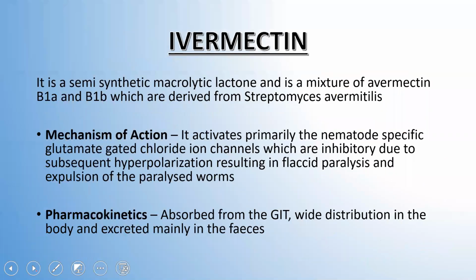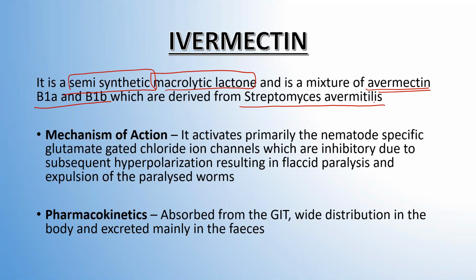Moving on to the next, we have ivermectin. Ivermectin is actually a mixture of 2 compounds, called avermectin B1A and B1B. It is a semi-synthetic macrocyclic lactone, and it is derived from Streptomyces avermitilis, hence the name ivermectin. Right? So this is a brief introduction of ivermectin.